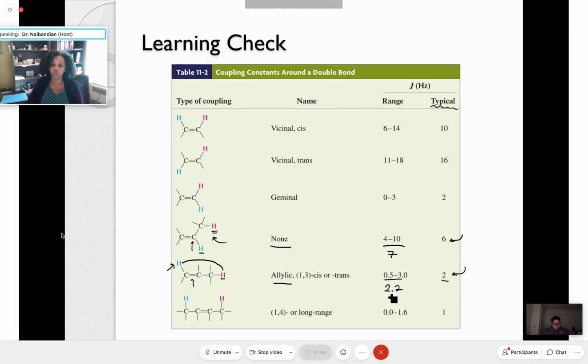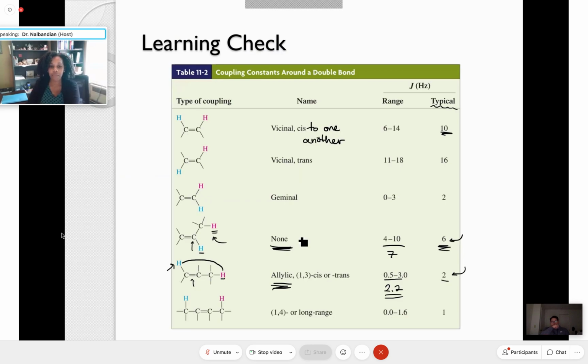All right, so 2.2, oh, we've already seen 2.2. We said that was allylic. We also have 6. We've already seen 6. We said that was none. The only one that we haven't seen is 10. And so 10, remember, this is cis to one another. It doesn't have to be a cis alkene. It just means that these hydrogens are cis to one another.